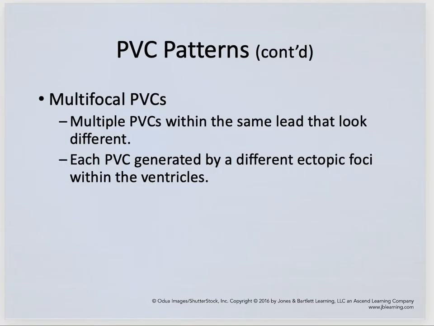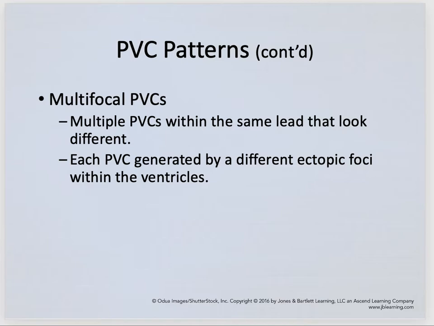Another pattern is multifoci, which is the opposite of unifoci. With multifoci, PVCs within the same lead look different. What it means is that each of these early PVCs, these premature contractions, is originating from a different foci. Because they're coming from a different cell in the ventricle, the shape, the morphology, is going to be different.